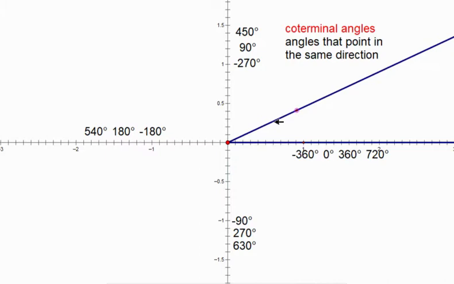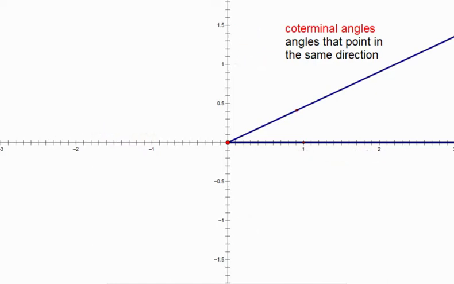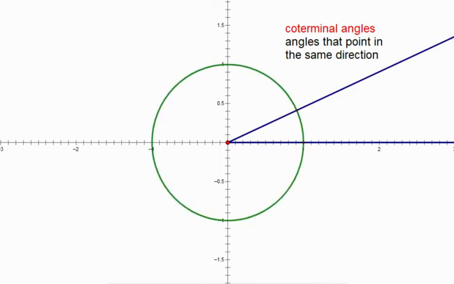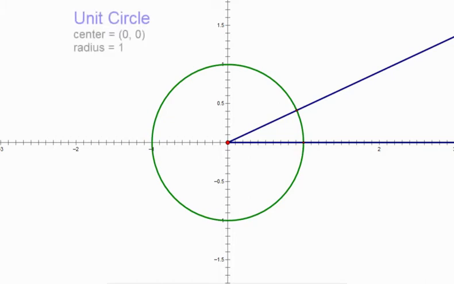All right? So, is that the only way to measure angles? The answer to that is, oh, no. There is an equally popular way to measure an angle, and that is using radians instead of degrees. Now you may be wondering, how much is a radian? Well, the best way to show how much a radian is, is to use this circle here. This is the unit circle. That is, it has a center at 0, 0, and the radius is 1.